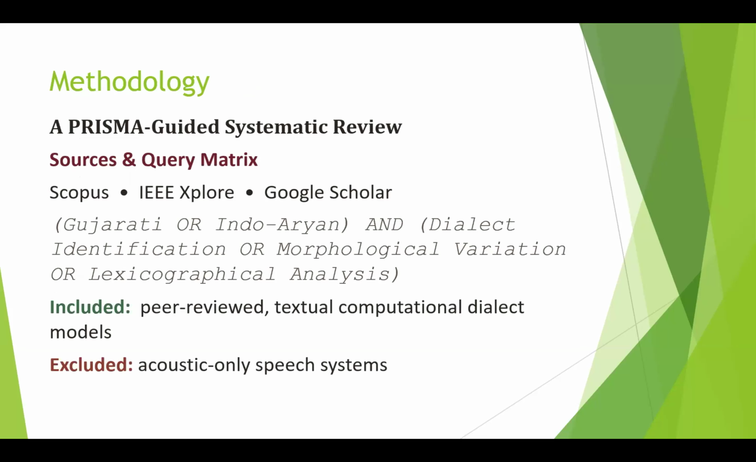Now, how did we conduct this review? We followed a PRISMA-guided systematic process for reproducibility, searching Scopus, IEEE Xplore, and Google Scholar with a structured query: Gujarati or Indo-Aryan combined with dialect identification, morphological variation, or lexicographical analysis. We included peer-reviewed papers presenting textual computational dialect models and excluded generalized South Asian language surveys and acoustic-only speech systems. We excluded these because we focus specifically on text, that is, dialect.